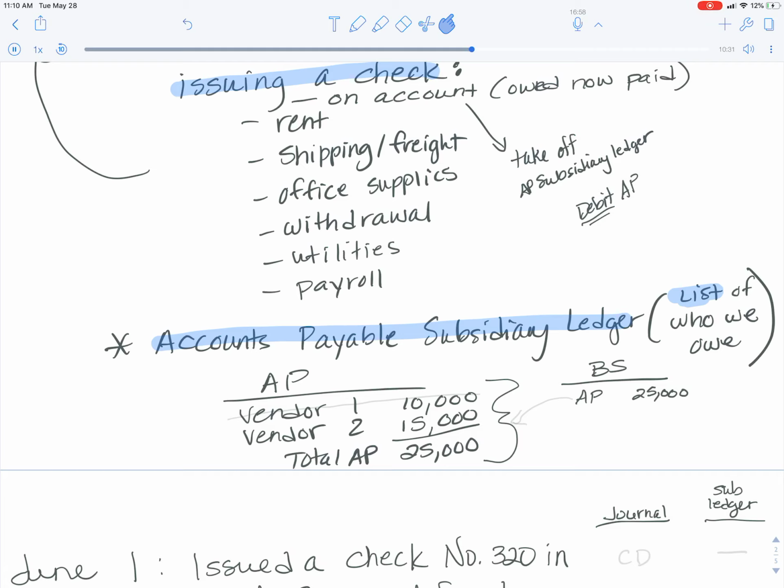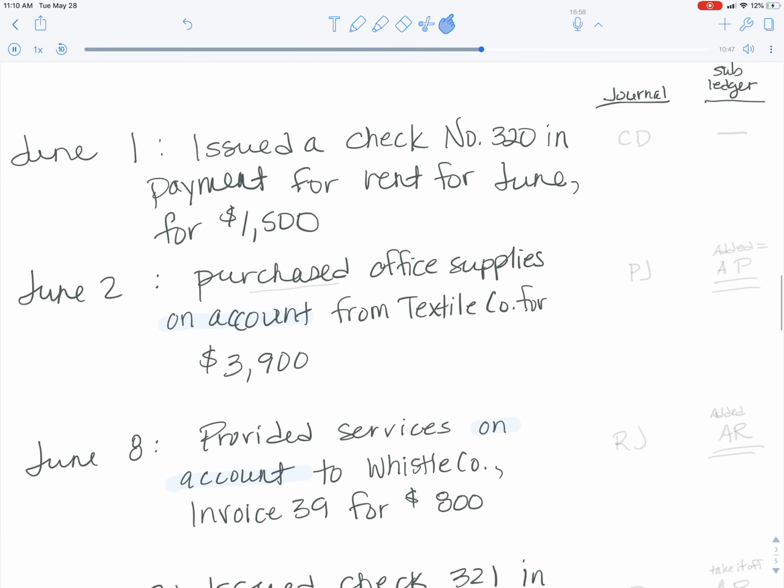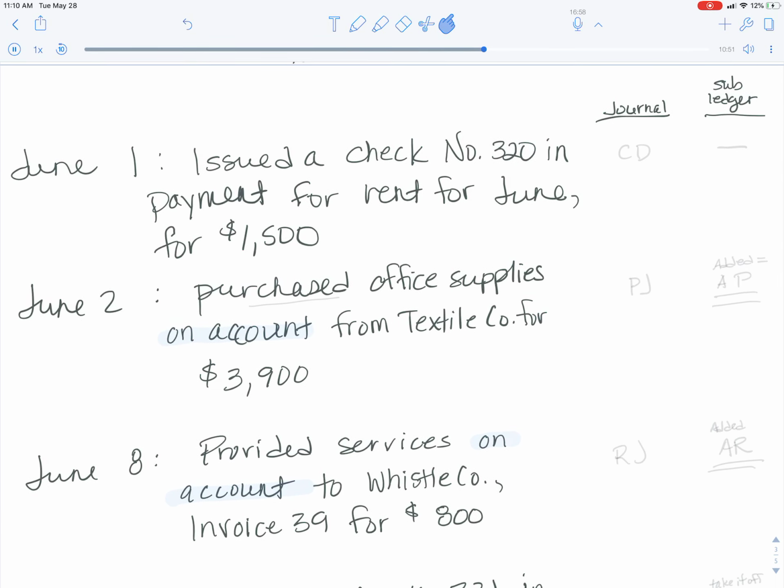Now every transaction goes in a journal, but not every transaction has to use a subsidiary ledger. We only use our subsidiary ledger when we're either going to pay later, or we're going to get money from our customers later, or if we got paid, or we pay something that we owed previously. Well, here we issued a check. So the money has exchanged hands, and we didn't have this owed previously. So on June 1st, we don't have to hit a subsidiary ledger.